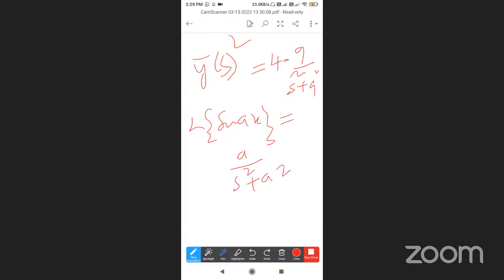What is a? a is equal to 9. So 9 by s square plus 9 square, that is 81. Multiplying by 4, 9 into 4 is 36. Got it? This is 36 by s square plus 81. So we get y bar of s whole square is equal to 36 by s square plus 81.